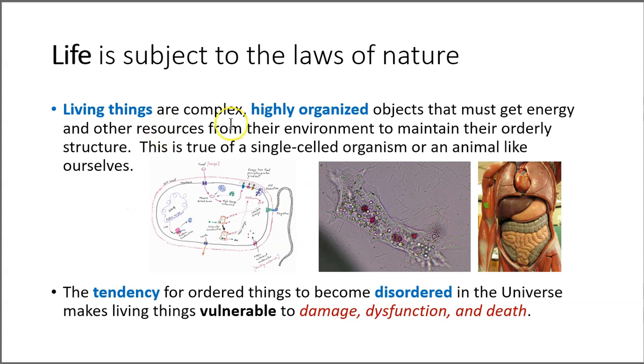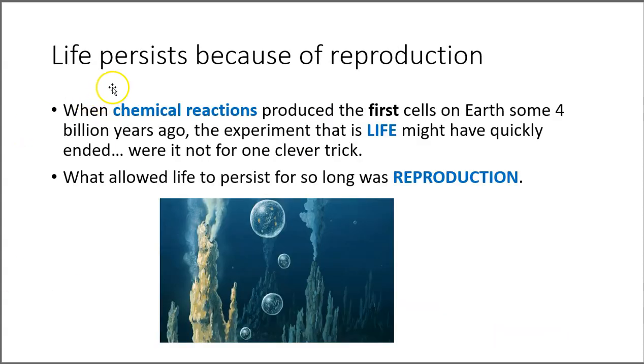So living things are complex, highly organized objects that must get energy and other resources from their environment to maintain their orderly structure. This is true of a single-celled organism or an animal like ourselves. The tendency for ordered things to become disordered in the universe makes living things vulnerable to damage, dysfunction, and death. But life persists because of reproduction.